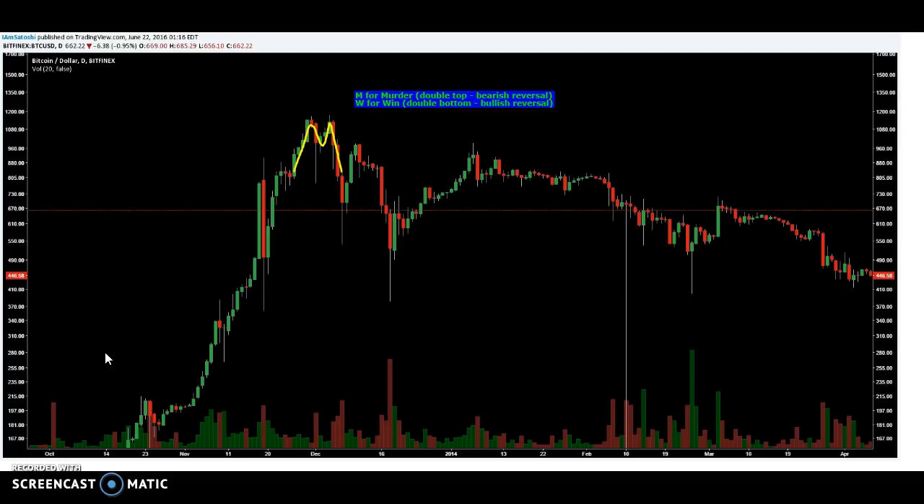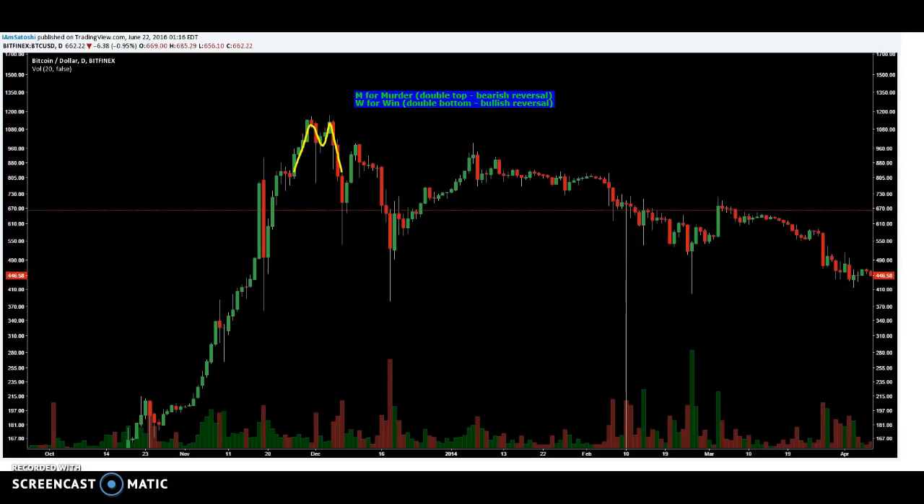Now, the classic example of this is the all-time high double top, which occurred around December 2013. And this is when I knew absolutely nothing about trading, so I didn't see this coming. I was buying up here, thinking we were going to 1 million, but anyway, so you want to remember M for murder, W for win. So M is a double top bearish reversal, a W is a double bottom bullish reversal.